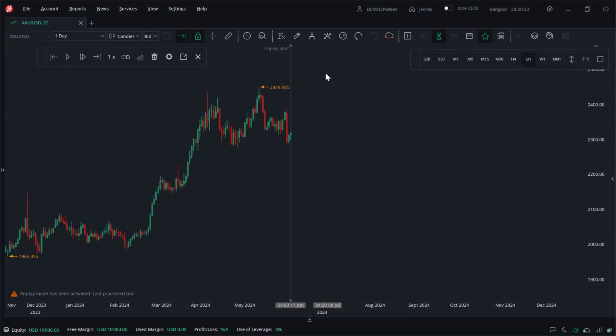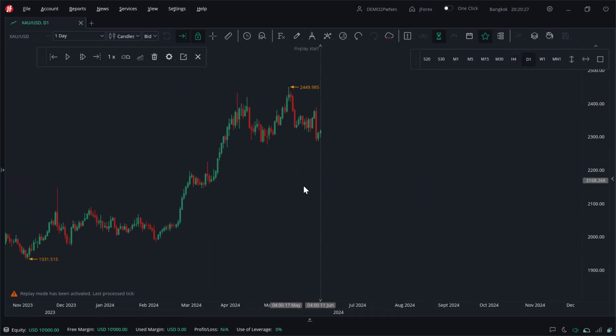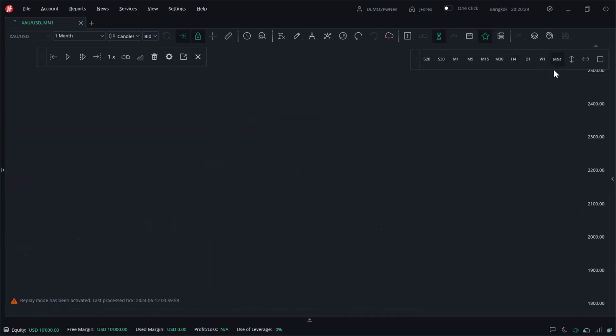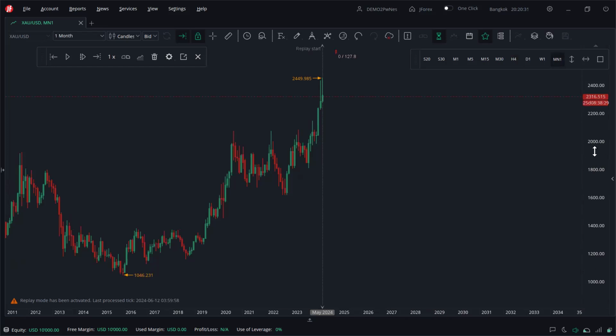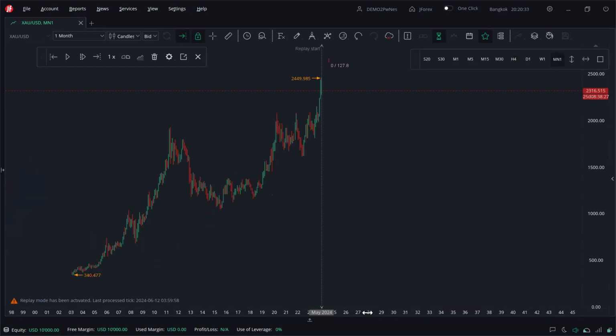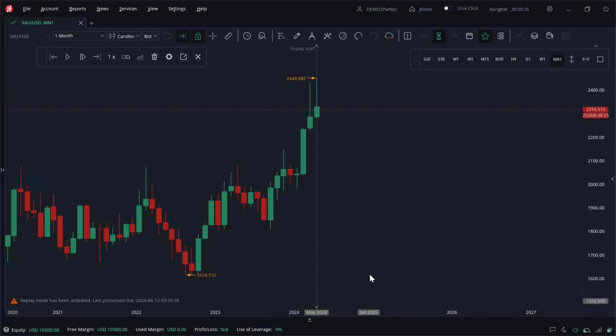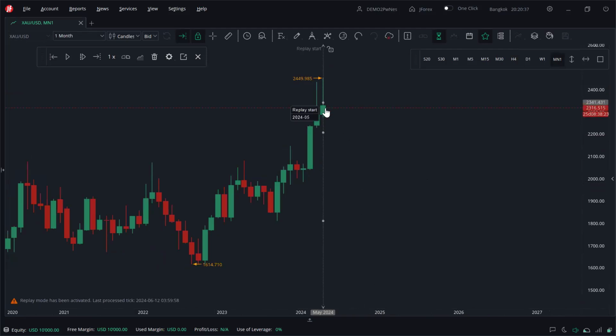When the price was here, what was the monthly? Monthly was clearly bullish. Okay, at this moment, when was it? Some weeks ago, monthly was bullish.